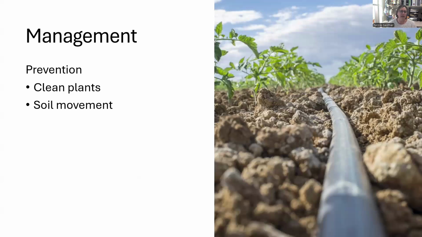And then once, of course, that pathogen is in a field, preventing movement of soil and debris. So think about these pathogen propagules are going to hitchhike in soil, so keep from moving them into clean fields. So think of your farm in multiple zones or multiple fields. So we're going to prevent movement from maybe a contaminated field or block into a clean field or block.